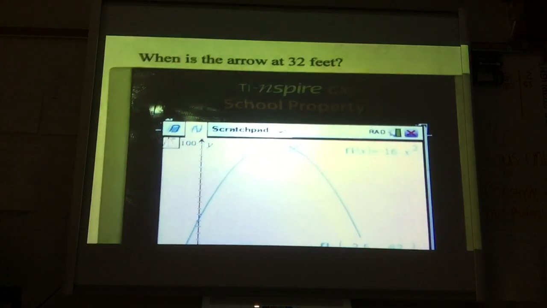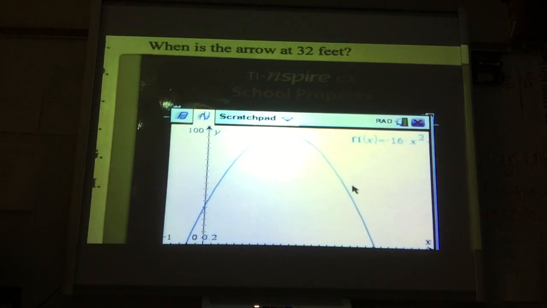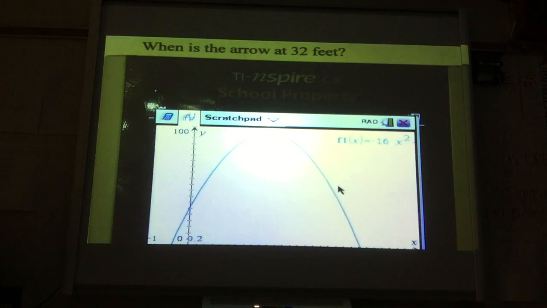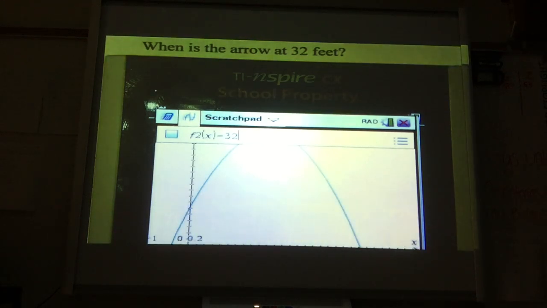All right, next one. When is the arrow at 32 feet? Okay, so the way to do that is you just come over here. I mean, the easiest way. Again, I'm showing you guys how to do it on the calculator. Algebraically, you would take 32 and plug it in for the y. But the easiest way is if I create another equation that's 32. Now ask yourself, what is that doing? That's going to create a horizontal line, right? A line across this screen that's 32 high. So the question is, when is this function at 32?